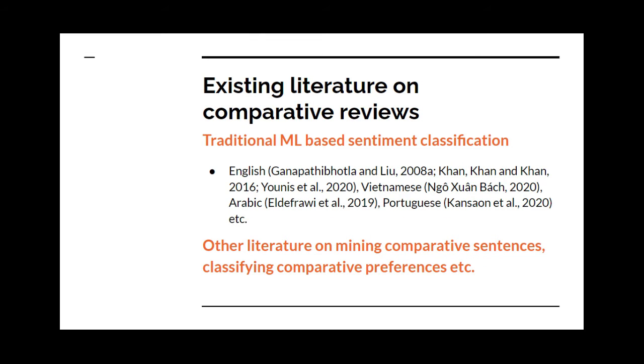Next, I looked into existing literature on comparative reviews. Here, most of these researches are based on comparative reviews in English and Vietnamese, then Arabic, Portuguese. Most of these were based on traditional machine learning models. The other thing is that the data set was small. In order to improve the model's accuracy and performance with a lot of data, and additionally trying to perform sentiment analysis on an aspect level is the research gap I've identified.